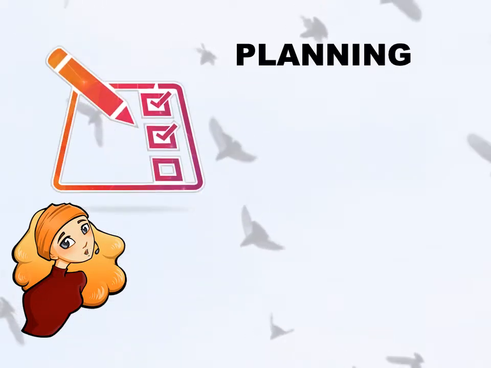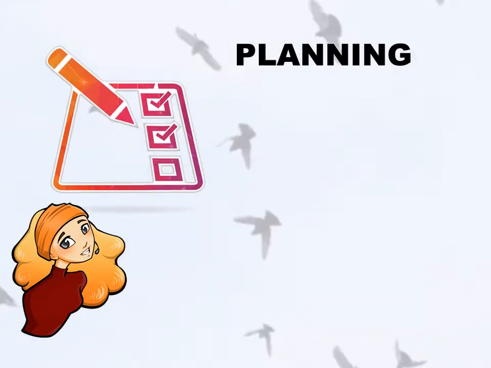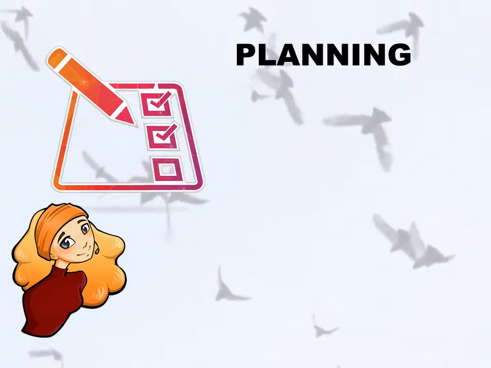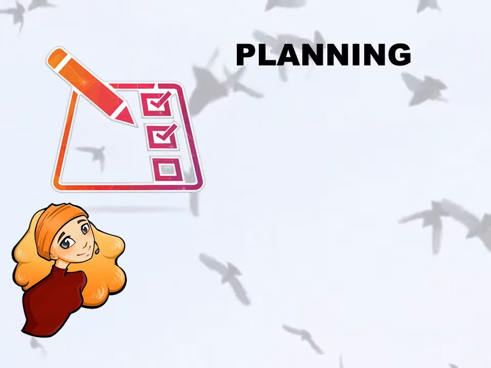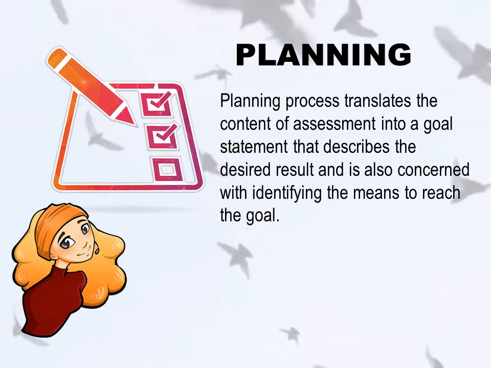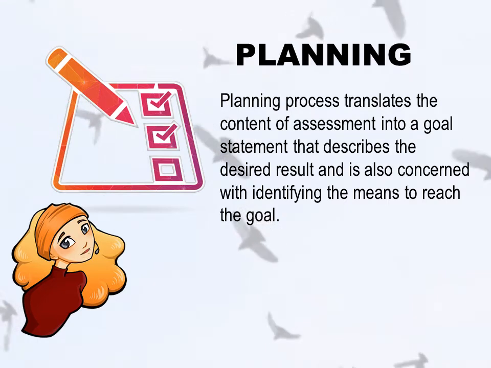The second procedure of the helping process is planning. Planning is the link between assessment and intervention. Although it is often considered part of the assessment process, it is so important in the helping process that it should be discussed separately. The planning process translates the content of assessment into a goal statement that describes the desired result and is also concerned with identifying the means to reach the goal.